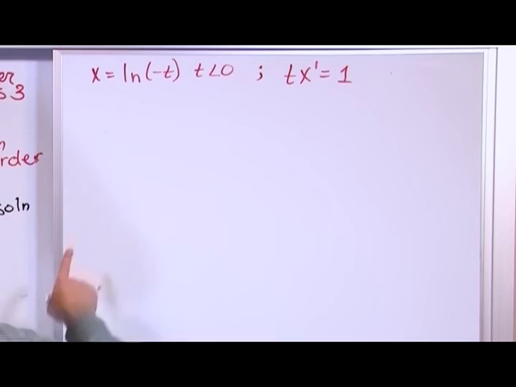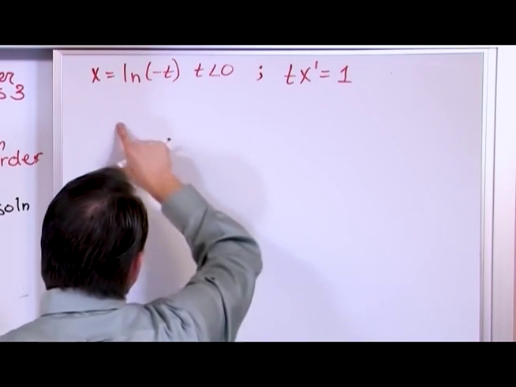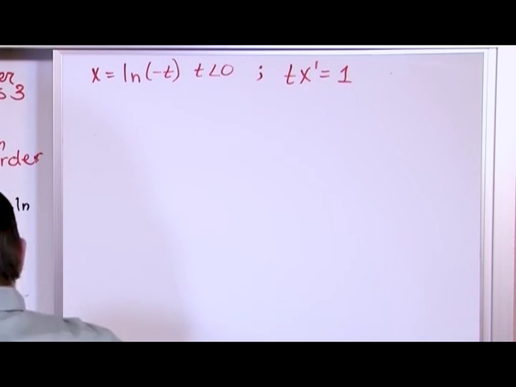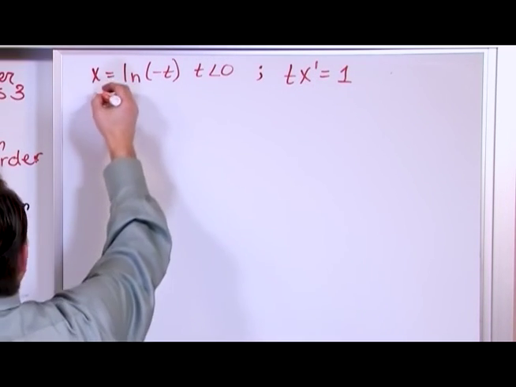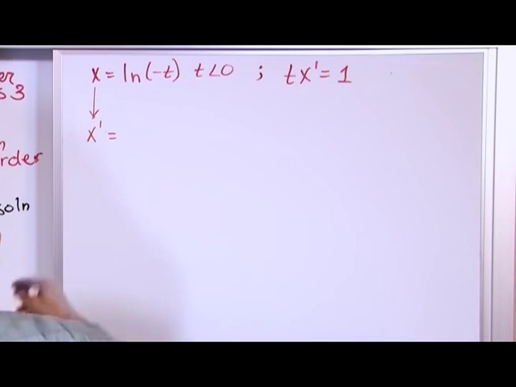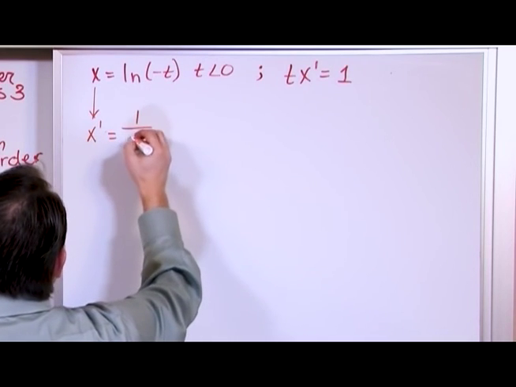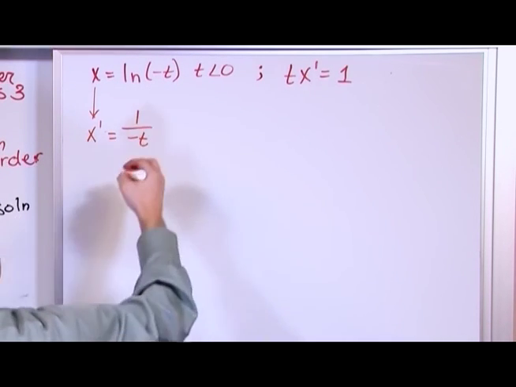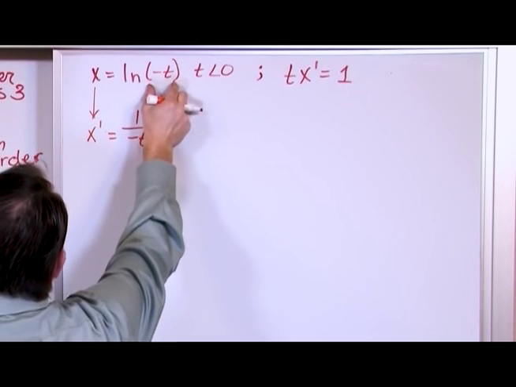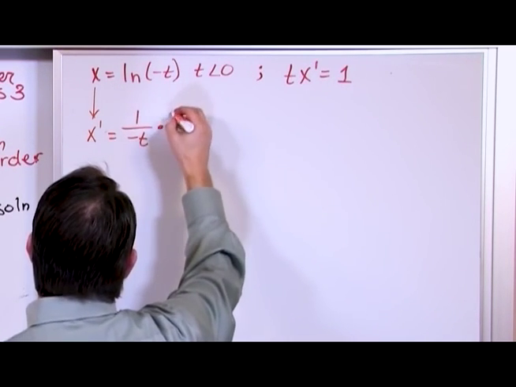So what we need to do is take this solution, plug it in here. In order to do that, we need to take the first derivative because our problem involves the first derivative. So let's do that. So x prime, which is the first derivative, is equal to, the derivative of a natural log is just simply 1 over the argument. But we have to multiply by the derivative of the argument. This is a chain rule, right? So the derivative of this is going to be -1.